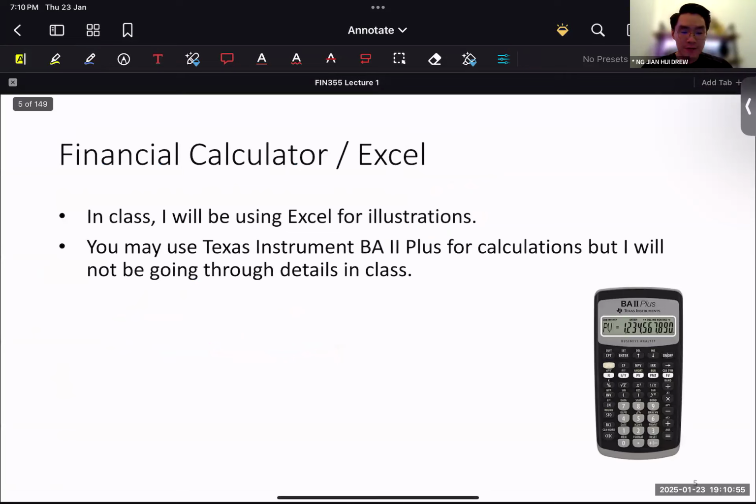Okay. Some of y'all have asked about the financial calculator. We will not be going through the use of the financial calculator in this module. In fact, we will need to rely heavily on Excel, especially for the valuation part of the module. Financial calculators are simply not enough to do it. So from lecture two onwards, it'll be good that you have your laptop or Excel in front of you so that you can follow the examples.